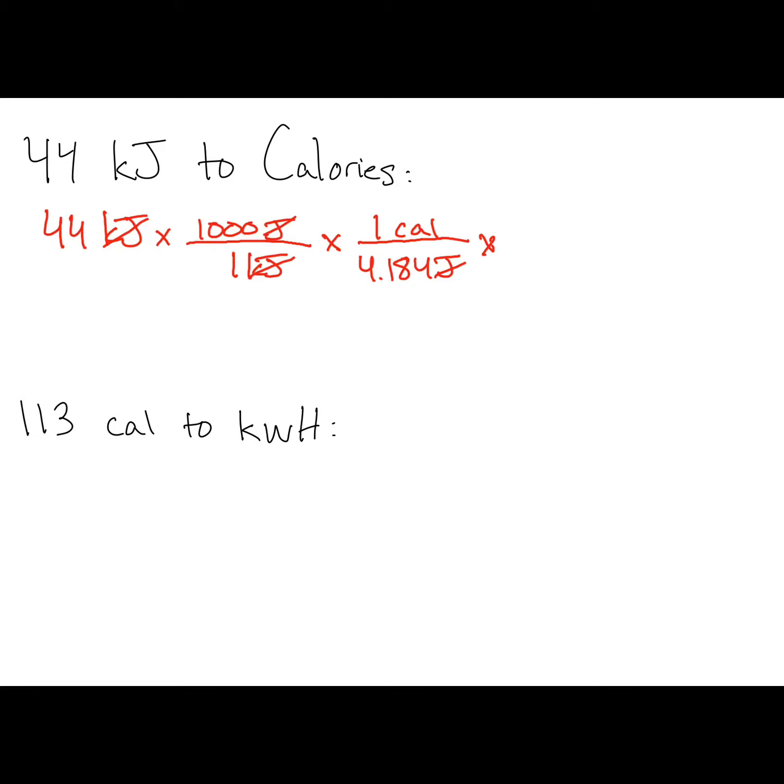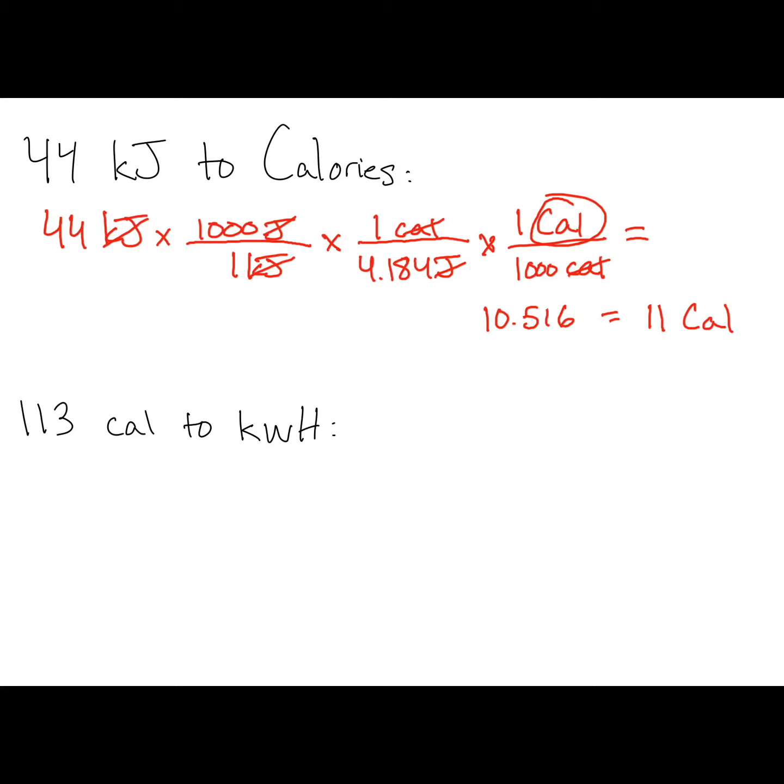Now we need to go from little calorie to big calorie. So there is 1 big calorie for every 1,000 little calories. Okay, so the little calories cancels out and we're left with big calories. Okay, so we input this into our calculator and we get 10.516. Now the final answer needs to be in 2 sig fig, so our final answer is going to be 11 big calories.